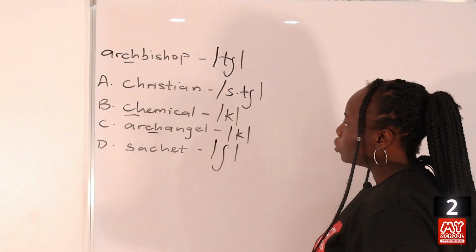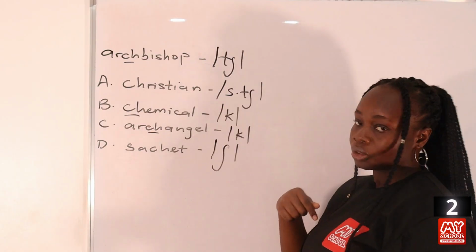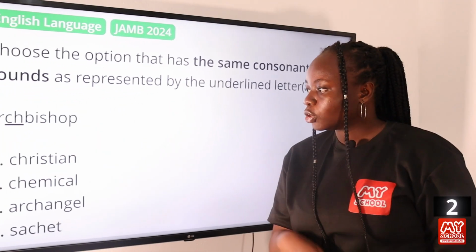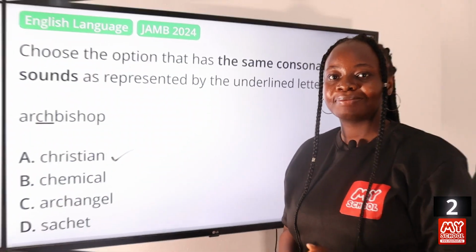So from the transcription, we can see that the ch sound can be found in option A. So let's go to the screen to mark our answer. From the transcription of the consonant sounds, we can see that option A is the answer to this question.